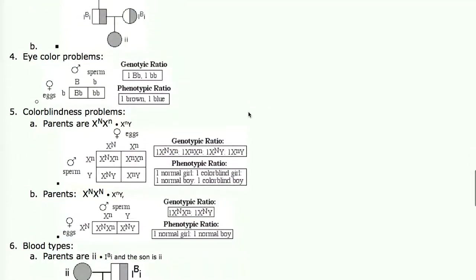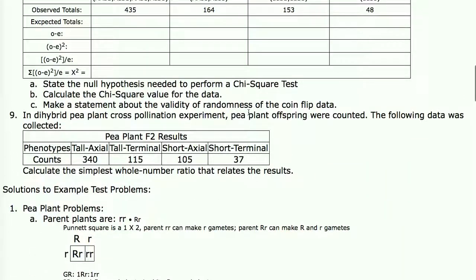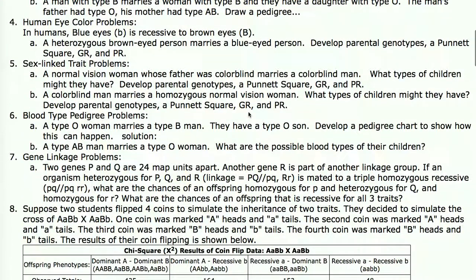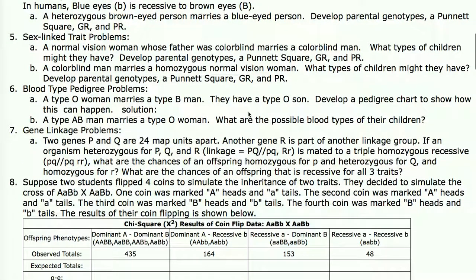where is it? Going back up to the problem, the first parent is heterozygous for all the traits. There we go. So what's the chance of an offspring homozygous for P, heterozygous for Q, and homozygous for R? What's the chance of an offspring that is recessive for all three traits?